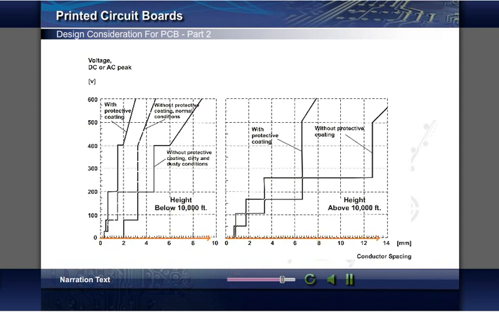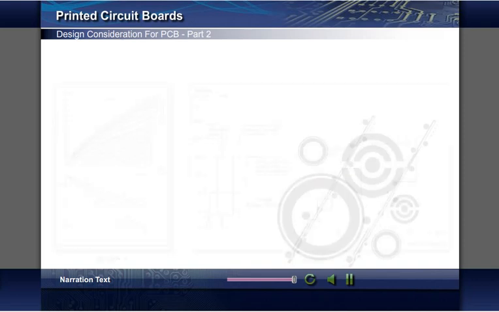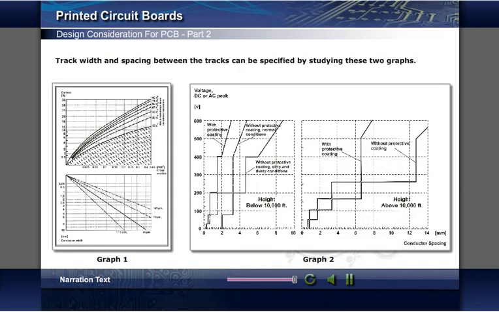The graphs plot conductor spacing in millimeters on the x-axis and voltage in volts on the y-axis. The graph on the left-hand side shows spacing requirements below 10,000 feet. And the right-hand side graph gives spacing above 10,000 feet. With protective coating for 400 volts below 10,000 feet, the spacing requirement is 1.6 millimeters. Without protective coating for 400 volts above 10,000 feet, the spacing requirement is 12.6 millimeters. Track width and spacing between the tracks can be specified by studying these two graphs.